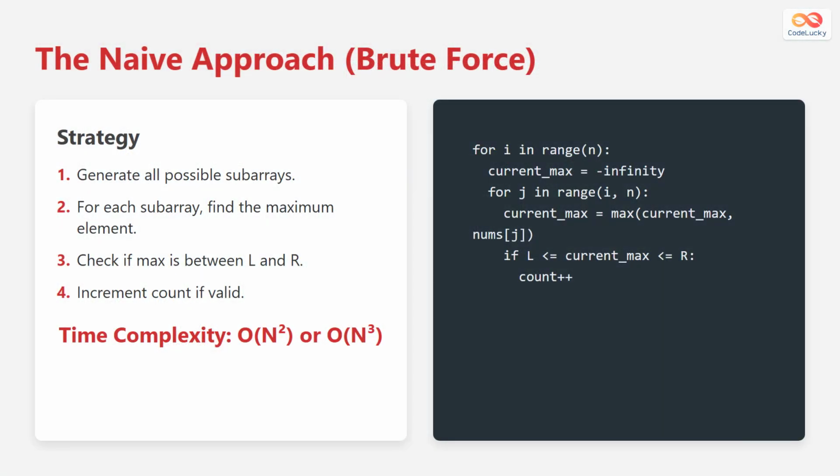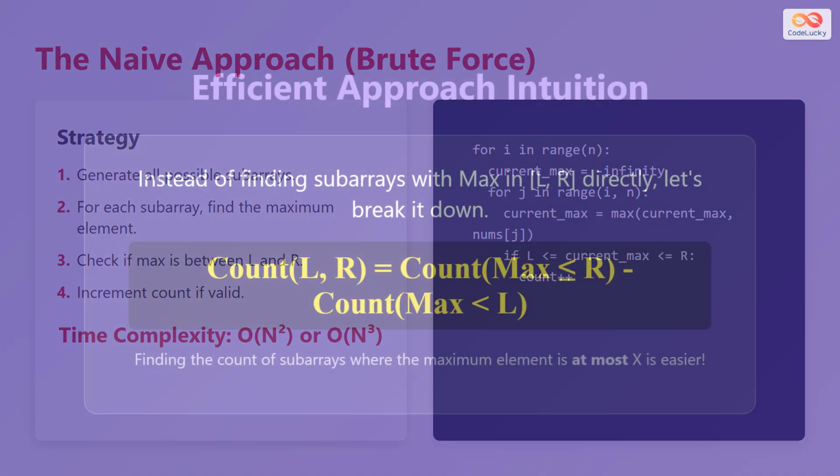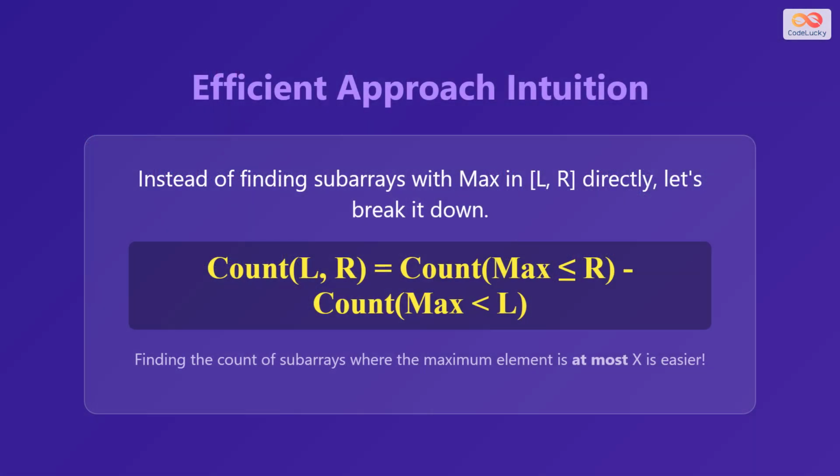A naive way to solve this is using brute force. You could generate every possible subarray using nested loops, find the maximum of each, and check if it is between L and R. While this works, it requires quadratic time complexity, or O of n squared, which is too slow for large inputs. We need a more efficient approach.